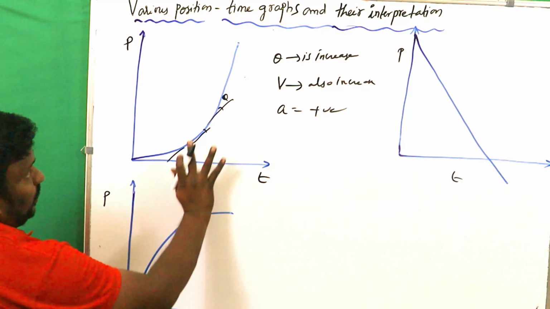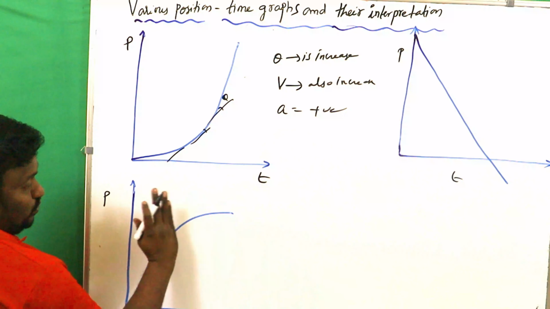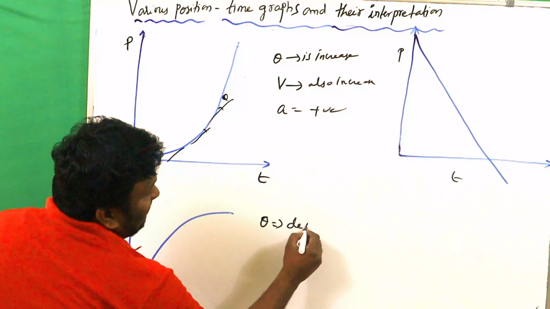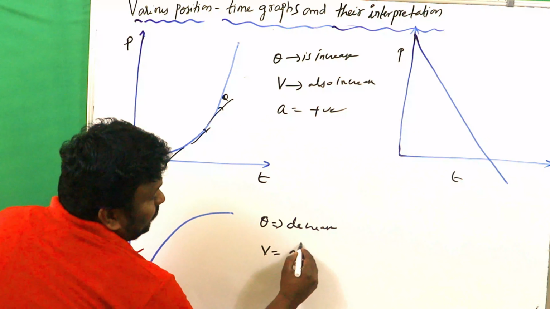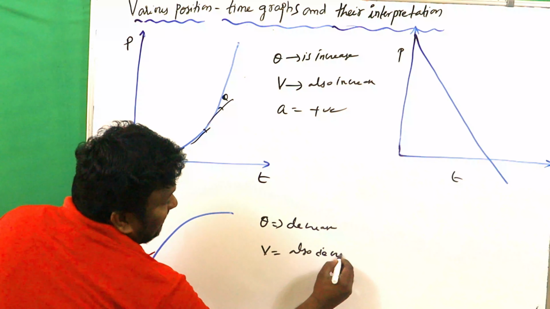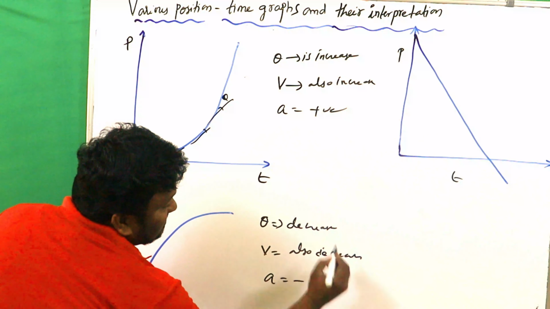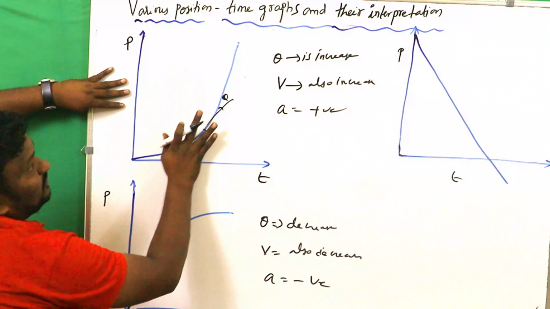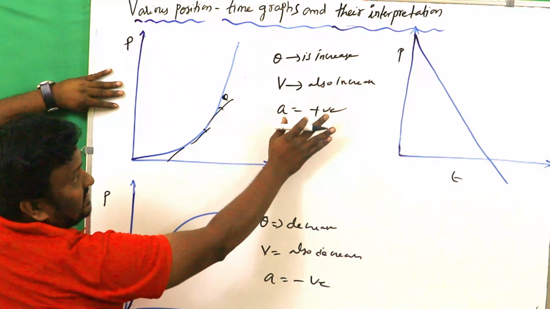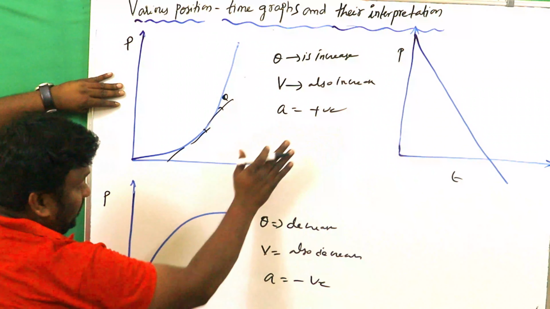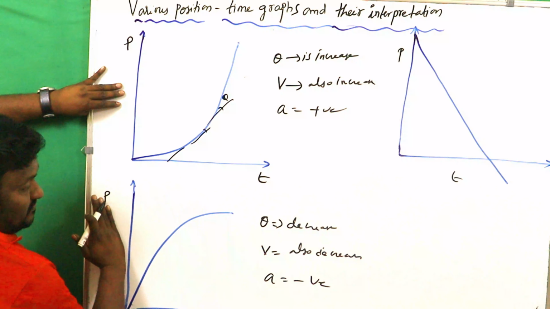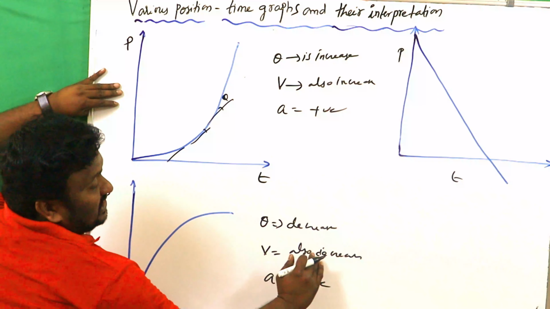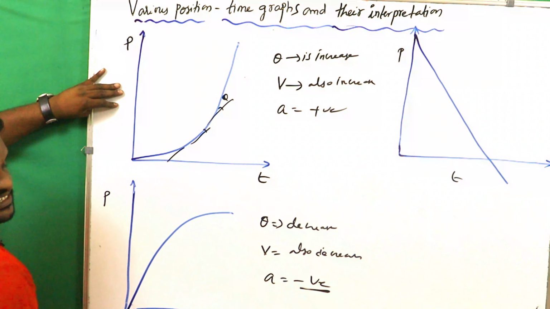But in this case, opposite to this one, the line is moving away from the position axis. In this case theta is going to decrease, then obviously velocity is also going to decrease, then acceleration is negative. In the earlier case theta gradually increases, velocity also increases, and acceleration is taken as positive. But in this case the line moves away from the position axis, so theta decreases, velocity also decreases, and acceleration is taken as negative.